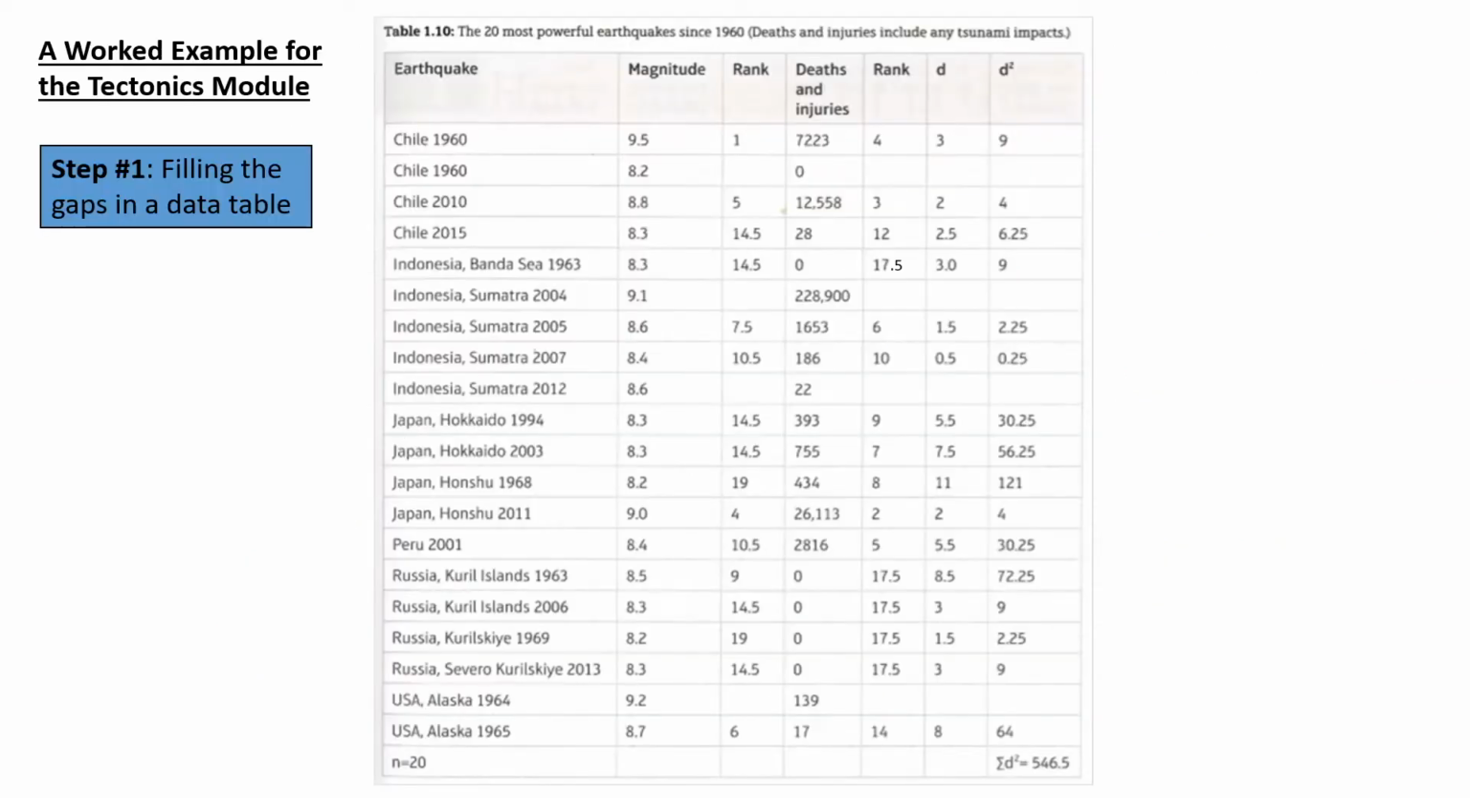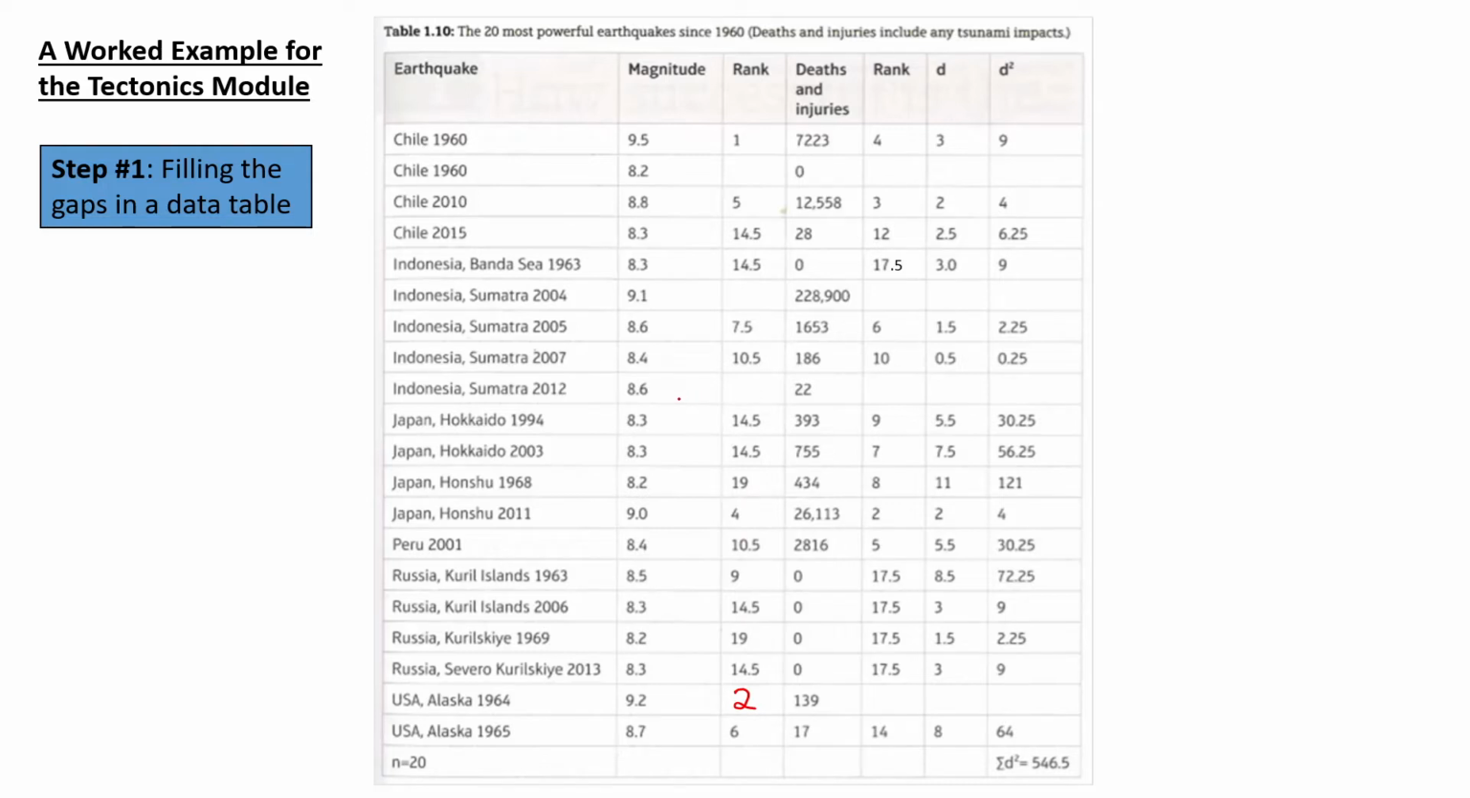So step 1 is all about filling in the gaps in a data table. You'll get given a table, most likely similar to this, with various gaps, and this is figure 1. If you do it column by column, it probably makes life a lot easier. So all we're doing is ranking each of these magnitudes of earthquake. 9.5 is the highest rank. If we look down here, the USA Alaska 1964, that is the second highest rank, so you'd put a 2 here and then work your way through it.